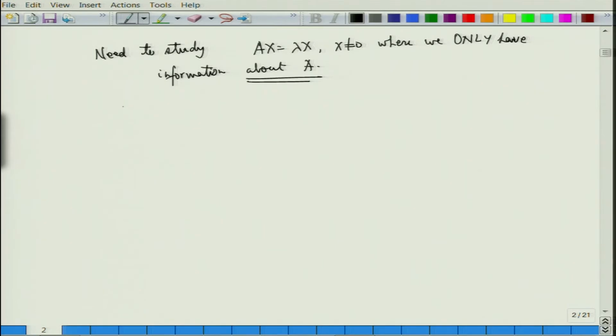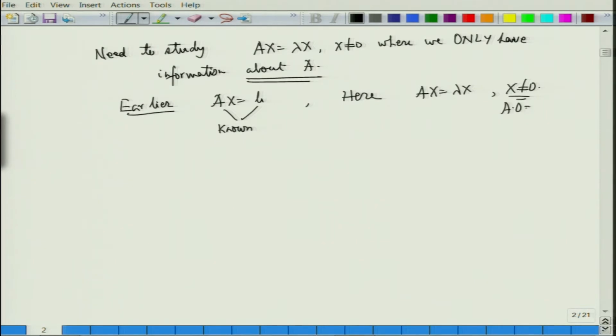Earlier we looked at Ax = b. A and B both were known in some sense for us. We got exact solutions, approximate solutions and so on, but there A and B were known. Here I want to look at Ax = λx and x ≠ 0. If you see, 0 is already a solution here: A times 0 is λ times 0, which is 0, all right.